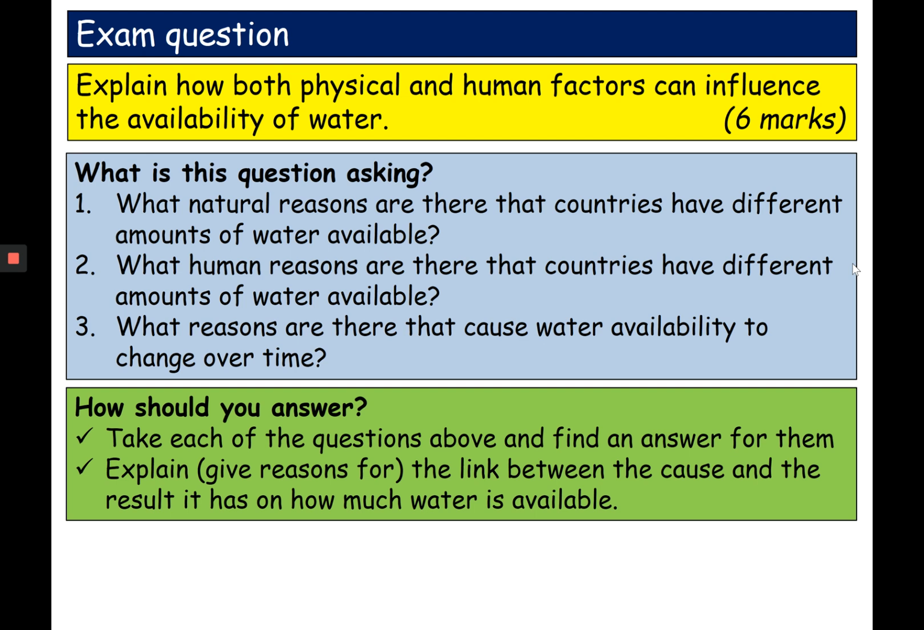So what natural reasons are there that countries have different amounts of water available? And hopefully, again, you think of that word climate and you can talk about how different countries in different parts of the world have different climates and how that then causes them to have more or less water available. Secondly, what human reasons are there that countries have different amounts of water available? And again, that can come down to wealth. Think about our low-income countries or our high-income countries and what the difference is that we've been looking at previously.